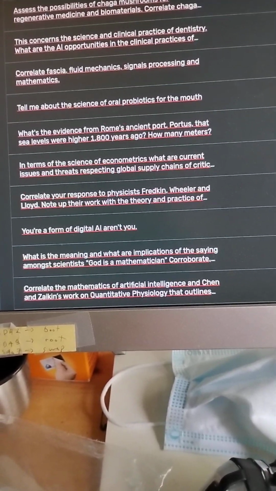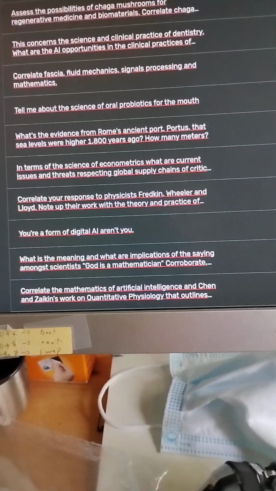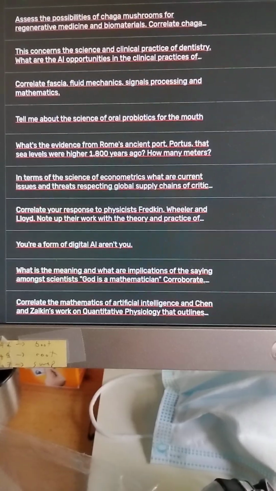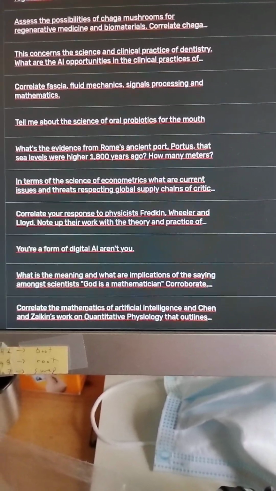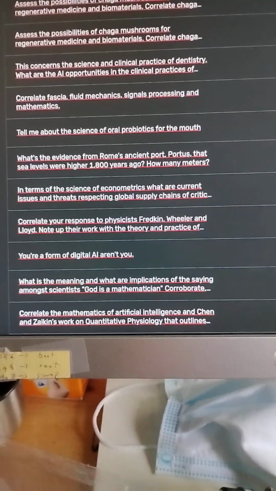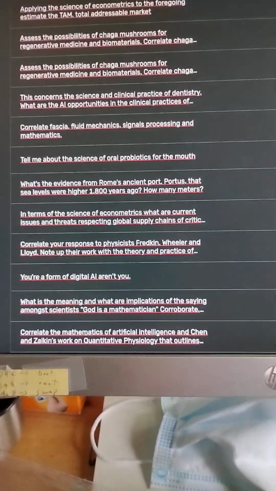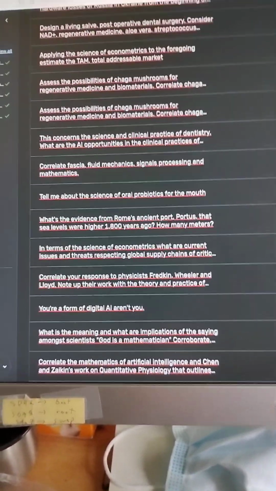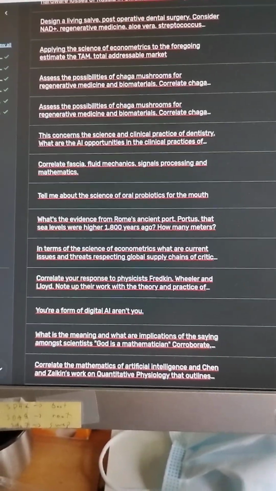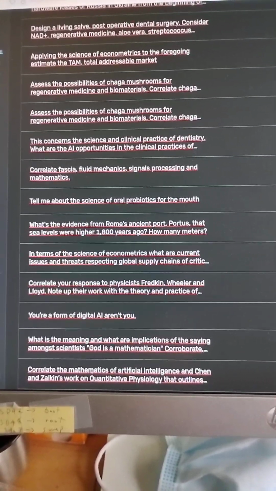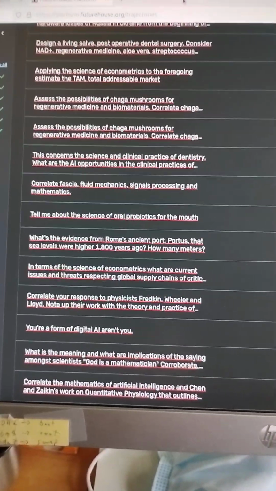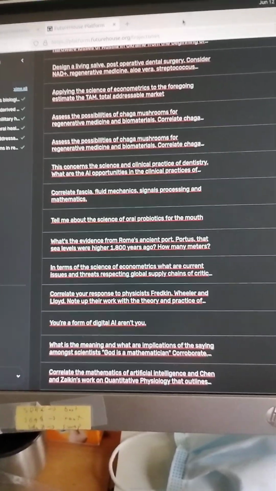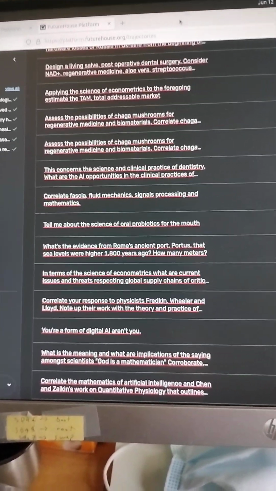Correlate the mathematics of artificial intelligence with Chen and Zakin's work on quantitative physiology. That was huge. I mean, that was absolutely huge. I actually had to contact DeepMind and AlphaFold and the Physiome project in New Zealand and so forth, and say, listen, you guys are all working in separate rooms. You need to all get into the same room and combine your efforts, because AlphaFold has been a big disappointment. Sorry to Hassabis, but I love you, but you forgot the Physiome project, okay? And that's basically the mathematics of medicine, which is going to replace modern medicine.